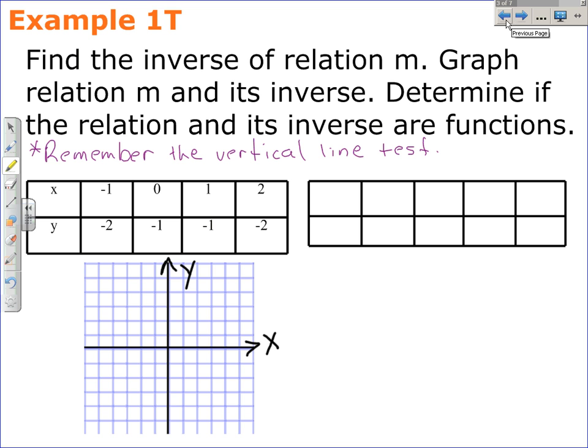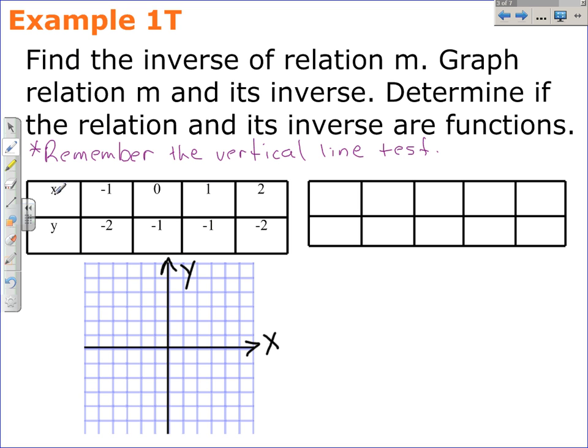Our first example, find the inverse of the relation M. Graph the relation M and its inverse. Determine if the relation and its inverse are functions. When we do that last part, when we're determining if the relation and the inverse are functions, we want to remember the vertical line test. We'll get to that in a moment.